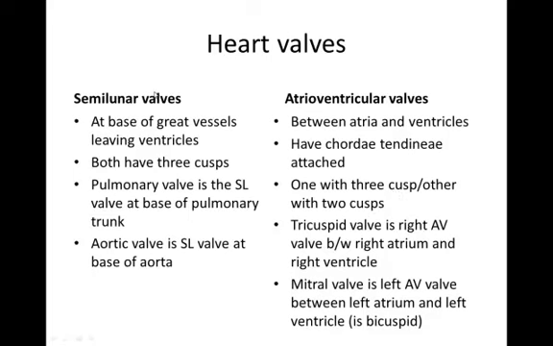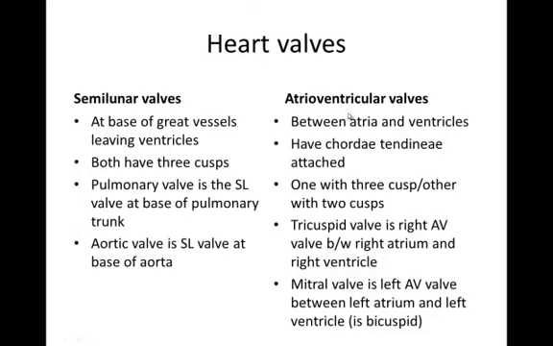So let's start with our semilunar valves. The semilunar valves would be the pulmonary valve and the aortic valve. The pulmonary valve is at the base of the pulmonary trunk, and the aortic valve is at the base of the aorta. The purpose of the semilunar valves is to prevent blood from falling back into the ventricles after the ventricles contract. You'll see this on a picture here shortly.